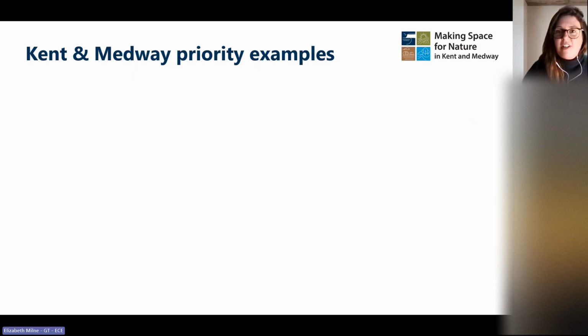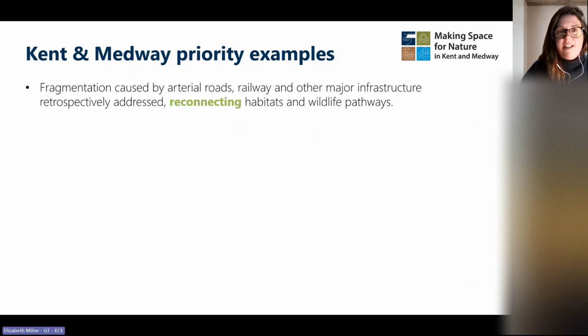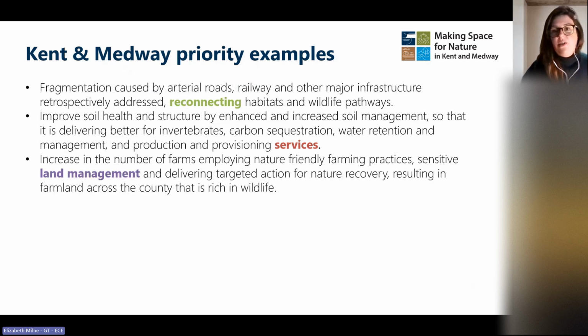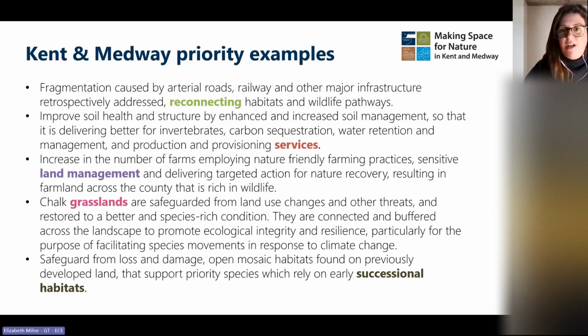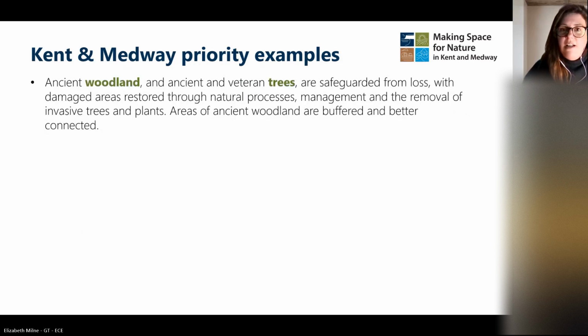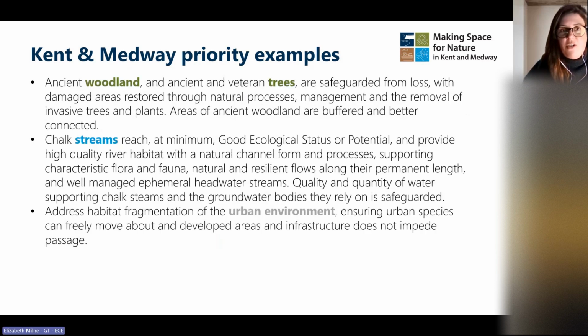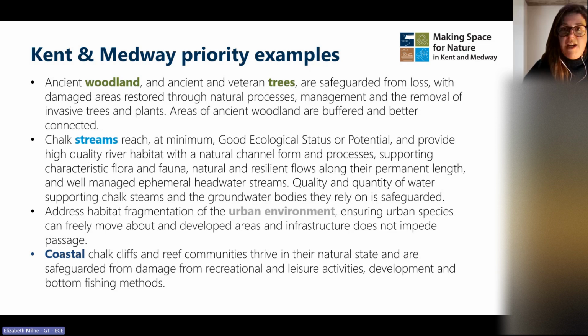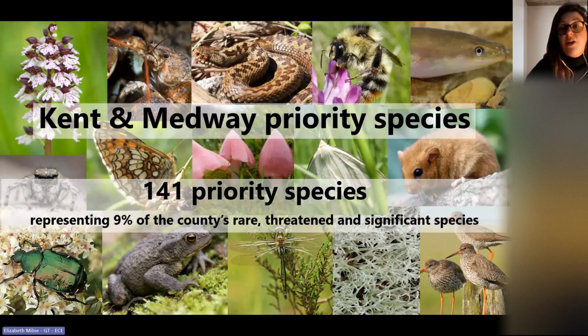But here are just some examples of some of the priorities that we have identified under connectivity, under nature-based solutions, under land management, species-rich grassland and successional habitats. And then under ambitions of ancient woodland, streams and urban areas and coastal environments. Sorry, I flicked on a bit quickly there. And as I said, we also have priorities related to species.